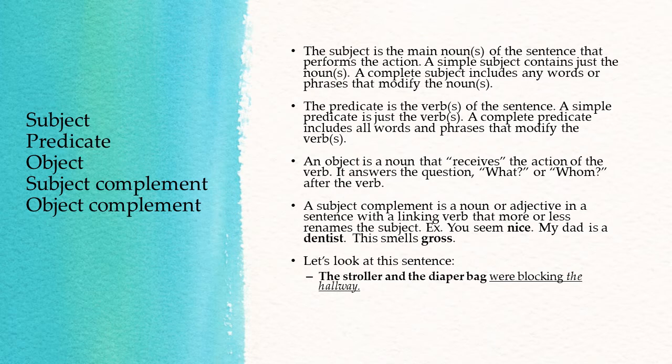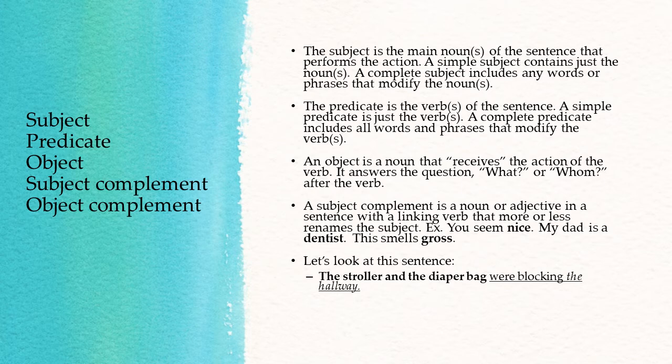The bold section, the stroller and the diaper bag, is our complete subject. It's made up of the simple subjects stroller and bag. But it also includes all of the words that modify stroller and bag: the stroller and the diaper bag. And is connecting them together to show that they're both performing the same action.